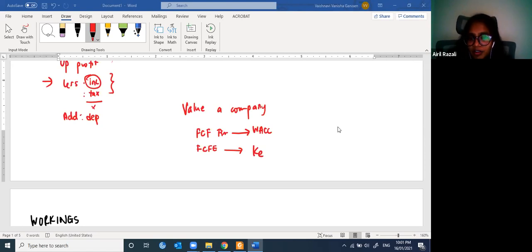Where was I? Okay, it's very rare that the examiner asks you to discount using KD. But if you want to discount using KD, it is because you want to find the value to the debt holders. So the way to understand it is: value to the company, WACC; value to equity, KE; value to debt holders, KD. Hope that answers your question.